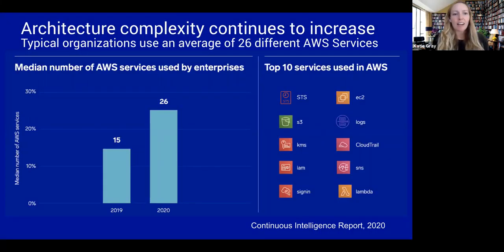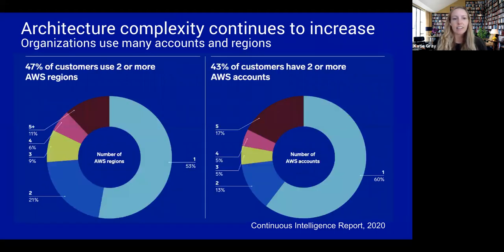Diving a little bit deeper into that use case, one of the things we see across these customers, and this is data, again, from our customers, is how many services they are actually using within AWS. Last year, the median number of services used by enterprises was 15. This year, it actually jumped up to 26, which is pretty staggering to me. We have the top 10 services used over here on the right. Of course, EC2, CloudTrail, Lambda, S3, kind of interesting data.